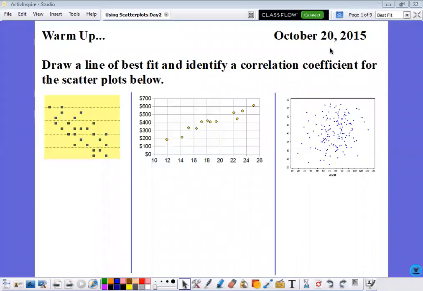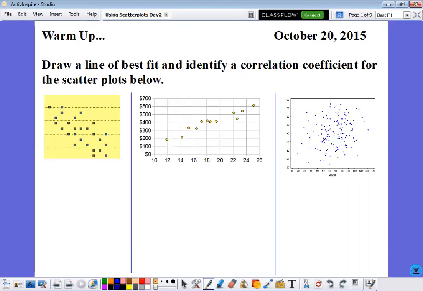All right, you guys. So yesterday we started talking about scatter plots. And a couple things that we talked about with scatter plots is being able to identify whether or not they're correlated. We talked about positive correlation, negative correlation, or no correlation. We also talked about the strength of the correlation, if there was a positive or negative correlation, by being able to draw a line of best fit and then being able to make a decision of a correlation coefficient that goes with that particular correlation.